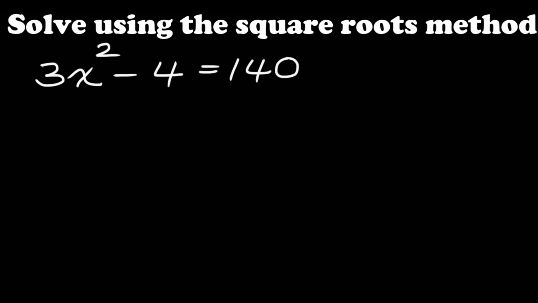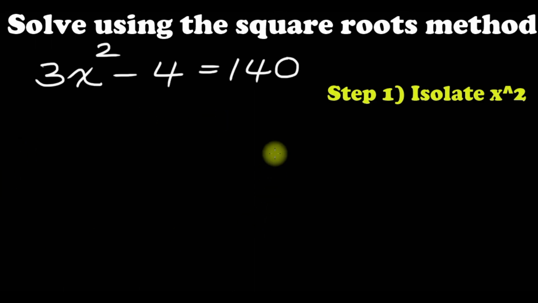Okay, so let's take a look at step 1. So first thing we have to do is isolate the x squared. We got to get the x squared by itself. That means we have to get rid of the minus 4 and the multiply by 3 here. So to get rid of this minus 4, you need to add 4, because negative 4 plus 4 is 0. And then we have to add 4 to this side.